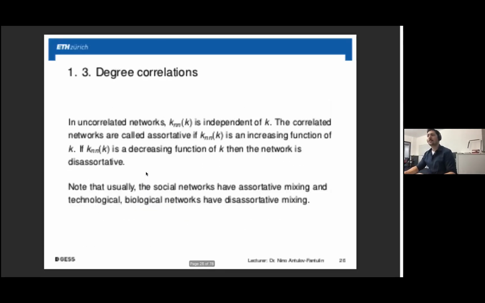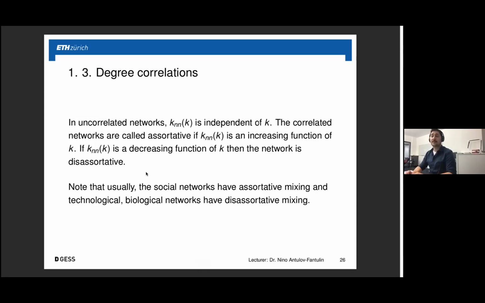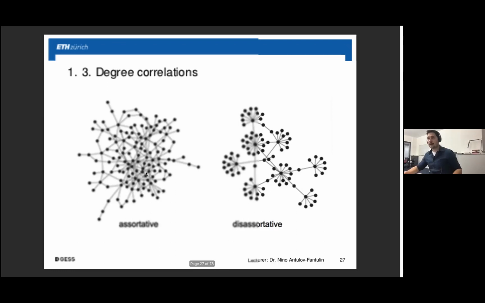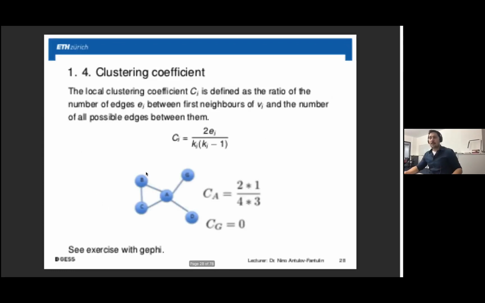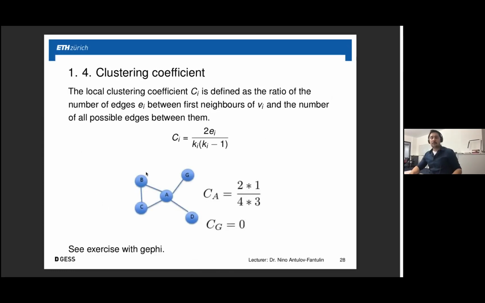What is also very important to say is that this type of degree correlation usually shows something about the emergence of organization in different types of systems. Biological and technological networks tend to have disassortative mixing in general. Social networks have assortative mixing. There is also one definition that I would like to tell you at this stage.